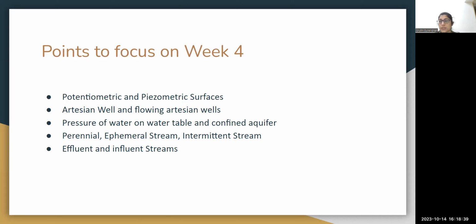Then, what are effluent and influent streams? An effluent stream is when water from the groundwater goes to the surface water bodies; that is, the groundwater is recharging surface water. An influent stream is when the stream is providing water to groundwater. So these are some important points that you might need to focus on for the 4th week's lecture.